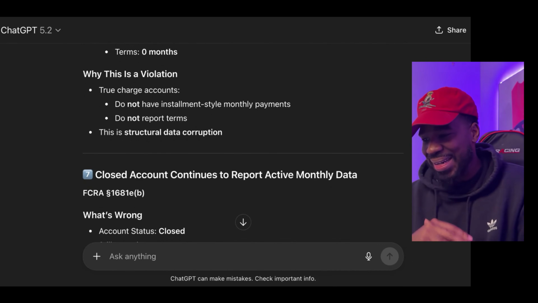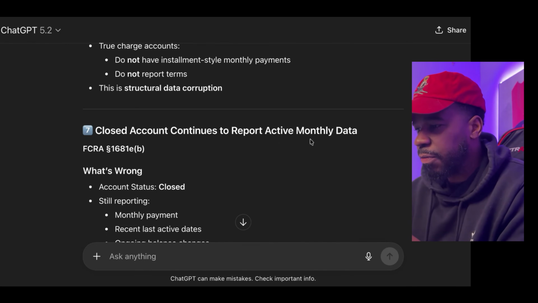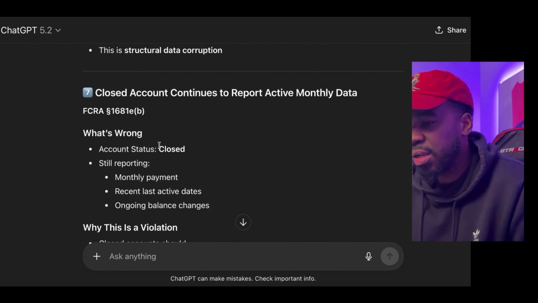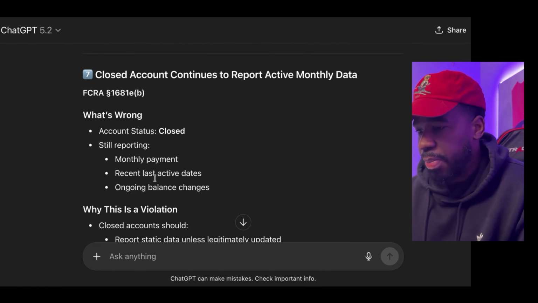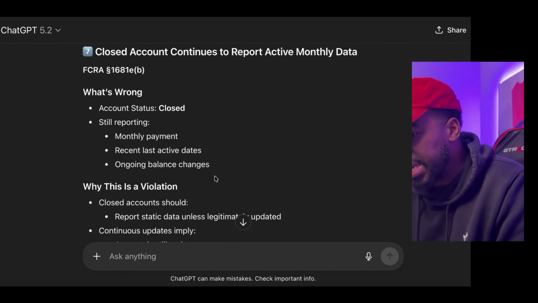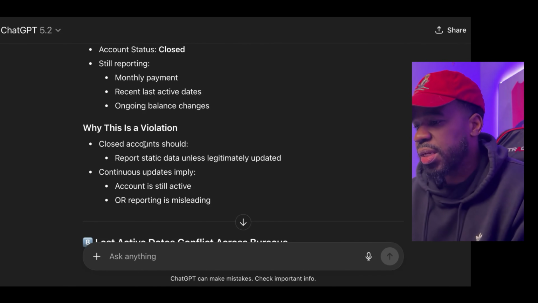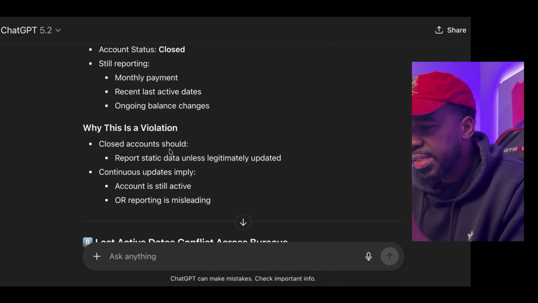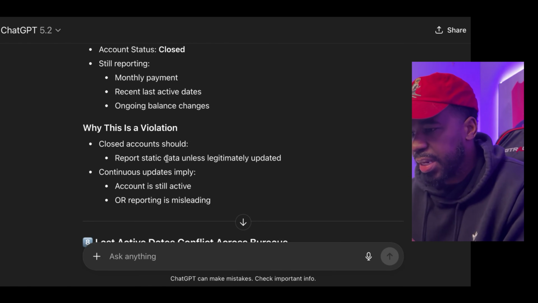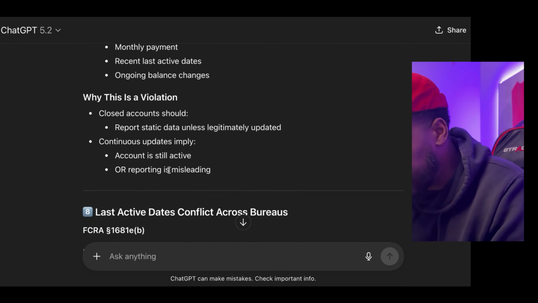Number seven, closed account continues to report active monthly data. FCRA violation. What's wrong? Account status is closed, yet it still reports a monthly payment, recent last active dates, and ongoing balance changes. Why is this a violation? Let's pay attention. Closed accounts should report static data unless legitimately updated. Continuous updates imply the account is still active or the reporting is misleading.